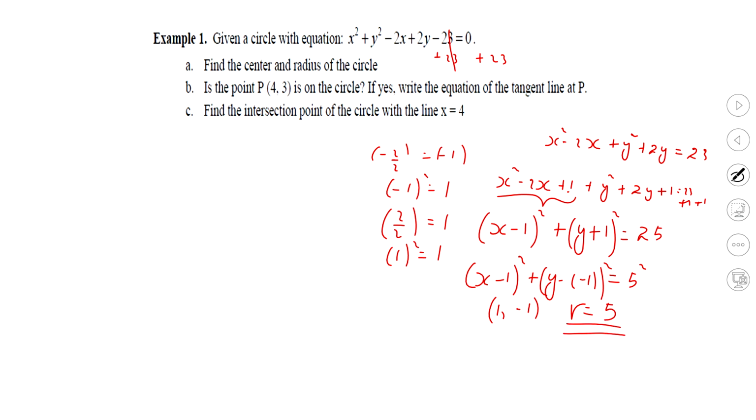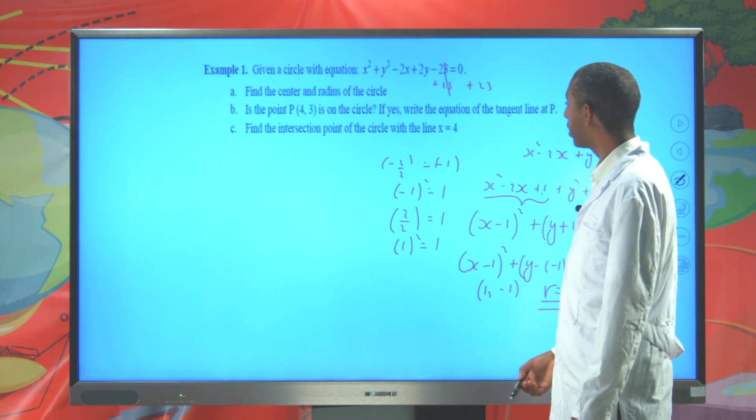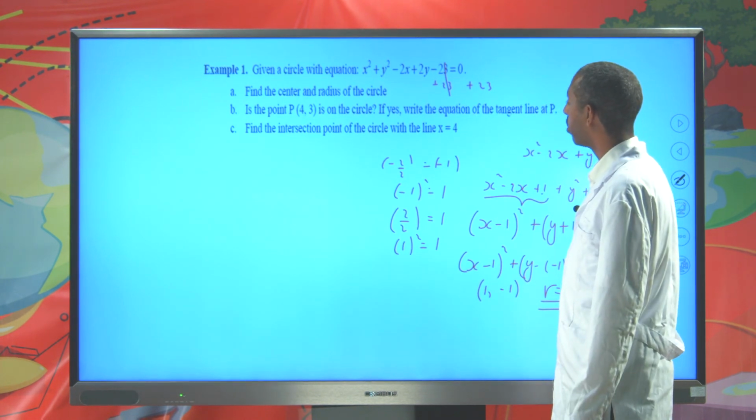I think through practice, you can easily rewrite a given equation in standard form, and you can easily find the radius and the center of the circle.